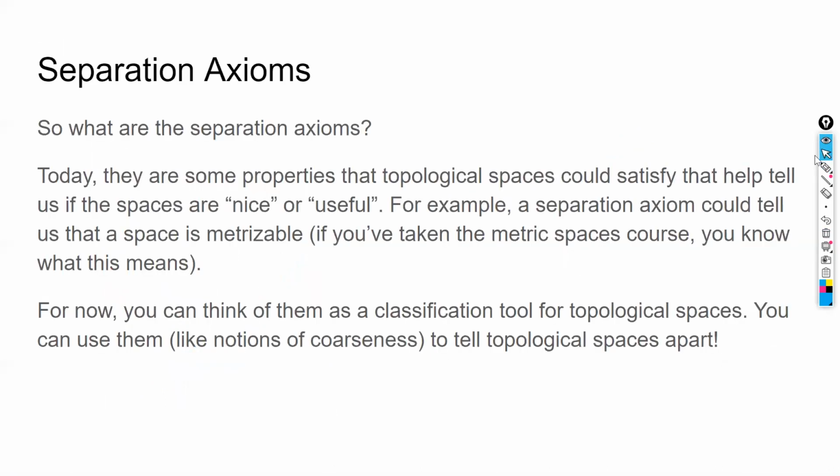So, what are these separation axioms? Well, today, they are sort of a list of nice properties that topological spaces could satisfy that help tell us if the spaces are "nice" or "useful." For example, a separation axiom could tell us that a space is metrizable. So if you've taken the metric spaces course, you know what this means. For now, you can think of them as a classification tool for topological spaces. You can use them, like notions of coarseness, to tell topological spaces apart.